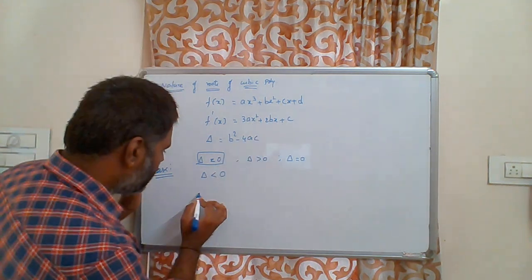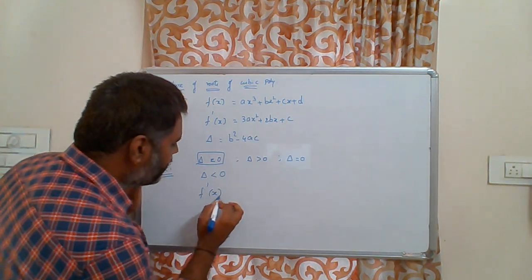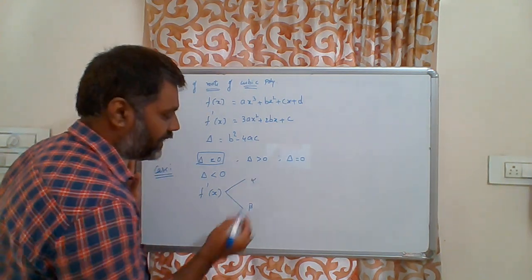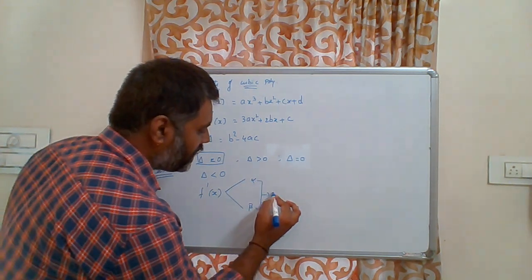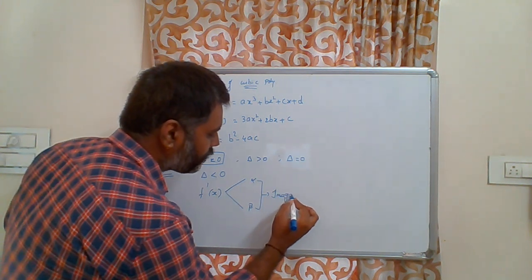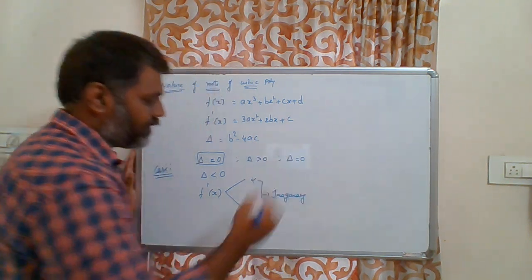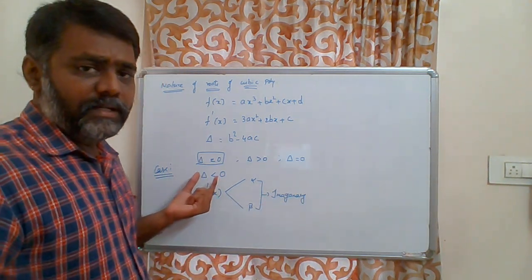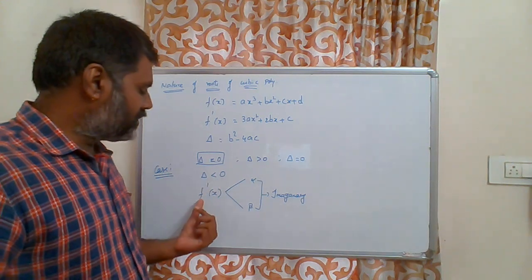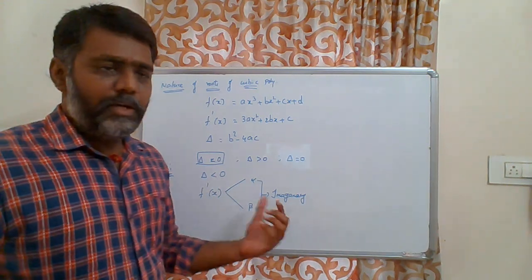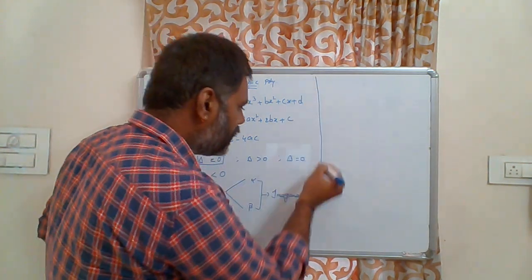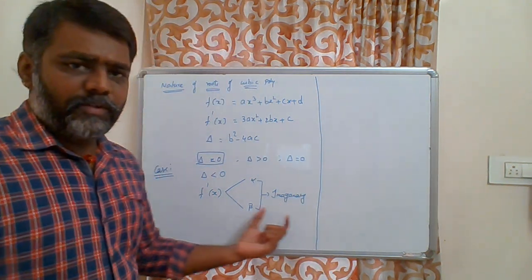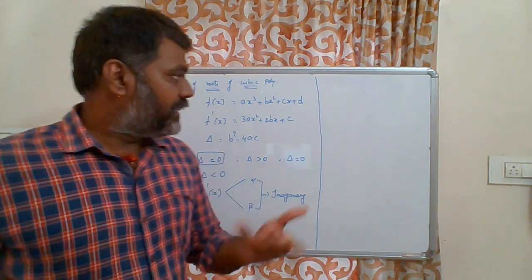It is a quadratic equation. That means f dash of x has two roots. Let them be alpha and beta. So alpha and beta are imaginary roots. Why? Because the first case is delta less than 0. In delta less than 0, f dash of x has imaginary roots. So by using the nature of the quadratic, we have to define the nature of the cubic equation.